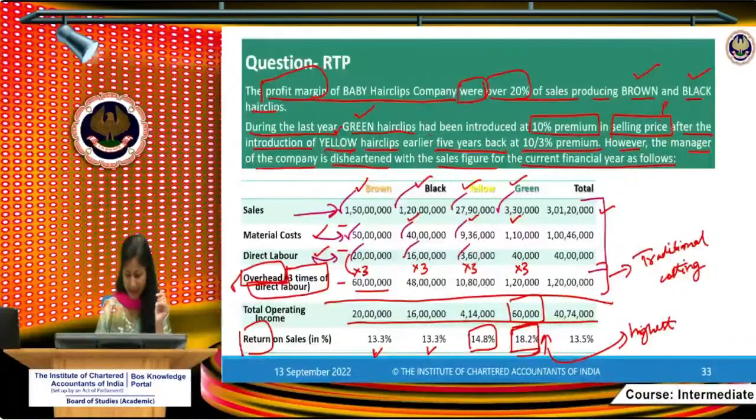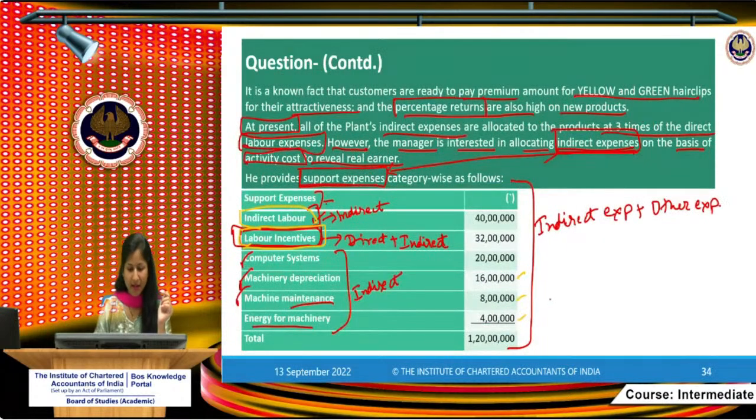Then, as we can see, the maximum return is given by the green hair clips, but the actual income from this green hair clip is only 60,000, which is the lowest. Now the company's managing director is proposing to introduce the ABC system for the allocation of indirect expenses. So he has provided all the indirect expenses along with certain other expenses, which was the labor incentive.